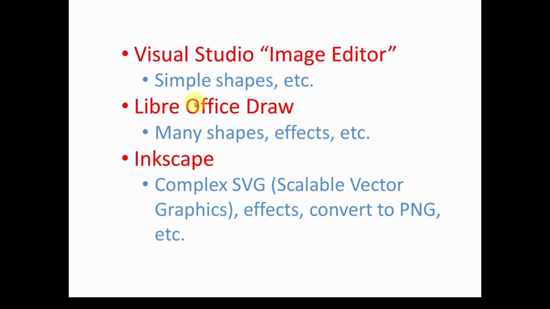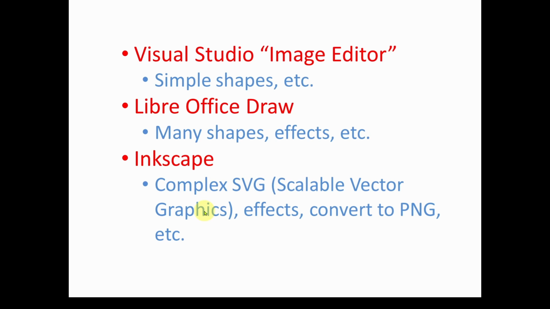Increasing complexity, you've got LibreOffice Draw, which has many shapes, effects. If you've ever looked at LibreOffice Draw or Microsoft Office PowerPoint, there's a lot of built-in shapes and effects that you can do, like shadows and glows and that kind of thing. So we're going to take a look at that. And then Inkscape is a lot more complex. It's got a lot more features. And it uses what are called complex SVG or scalable vector graphics.